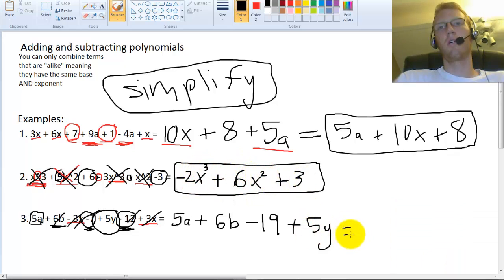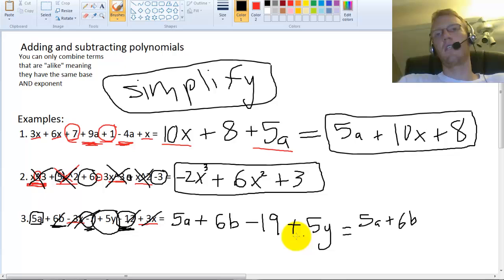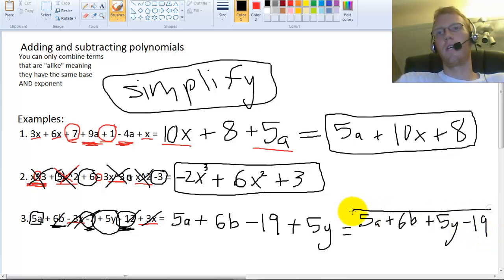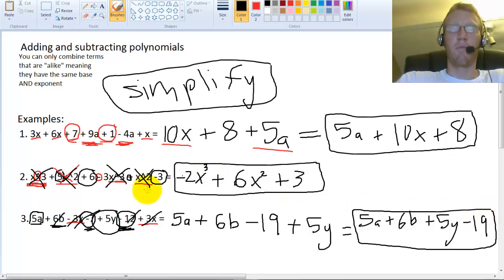So what would this one be? This one, a is good, b is good, so the 5a plus 6b, those would stay the same, but this, you put the numbers at the end also, I didn't say that. So 5y comes next, and minus 19. Okay, so again, when you're combining like terms, using addition and subtraction, they have to have the same base and the same exponent, and then you just add or subtract however many you have, which is the coefficient.